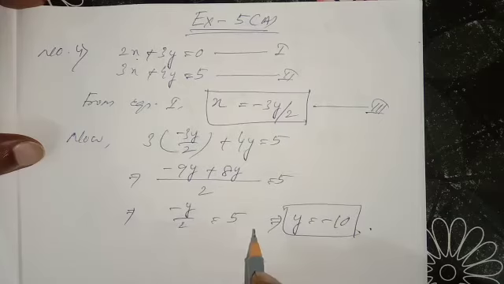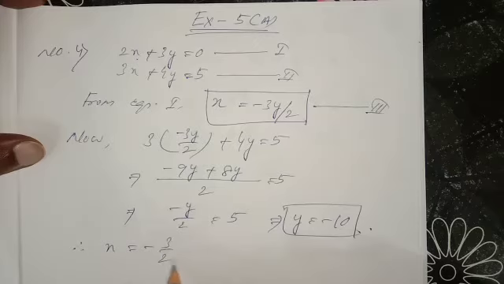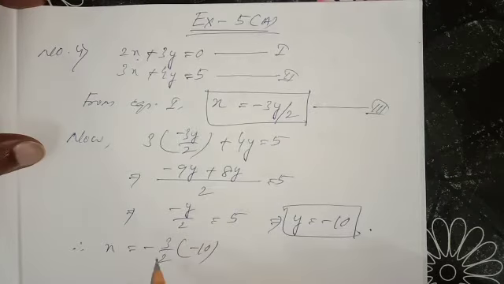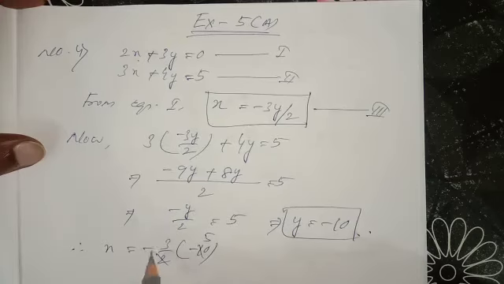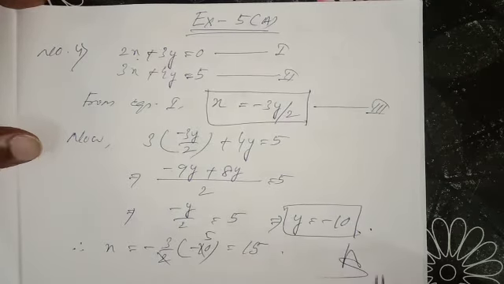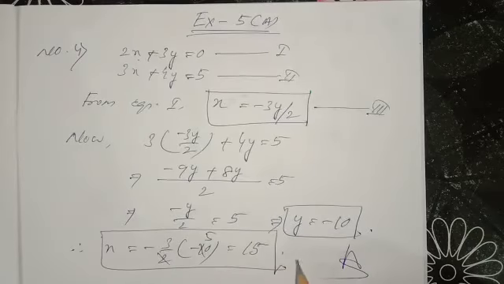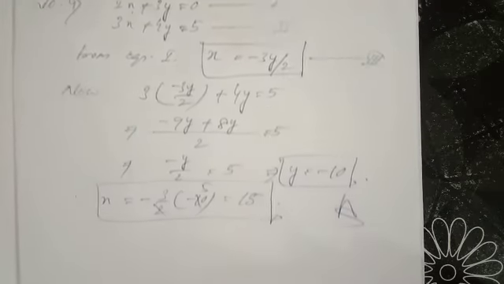Now put the value of y in equation 3. Therefore x will be how much? Minus 3 by 2 times y, which is minus 10. Minus 3 times minus 10 is 30, divided by 2, it will be plus 15. This is the answer of number 4: the value of x is 15 and the value of y is minus 10.